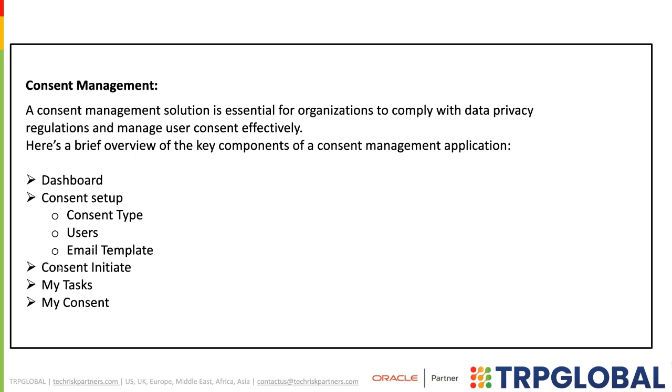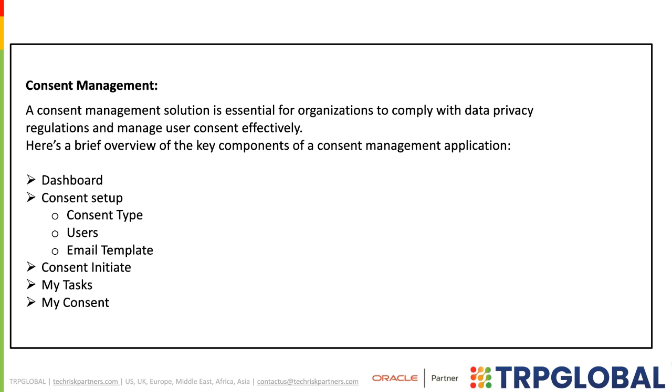The third module is initiate consent. From this module, we trigger mail to the user, and by clicking on the link in the mail, the user can submit their consent. From my task, the user comes from the email, goes to my task and submits their response for the consent. And last but not least, we have my consent. From here, the user who has filled the consent can take a look at the details he or she had filled.